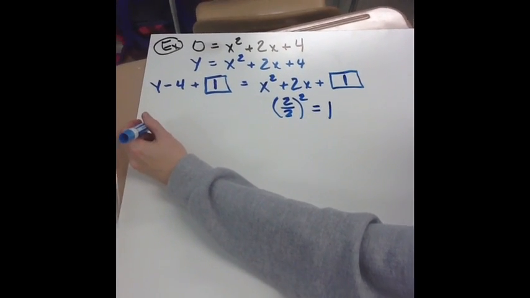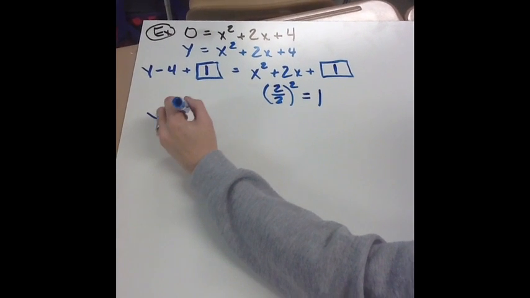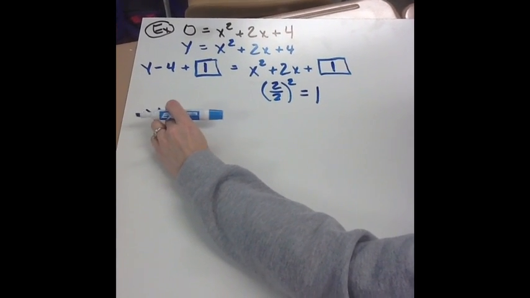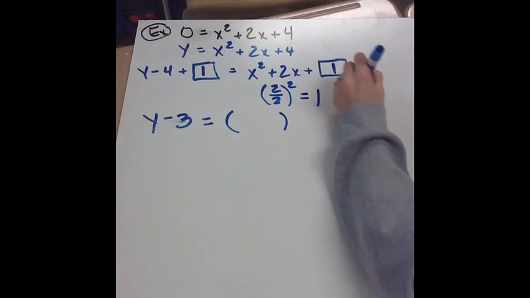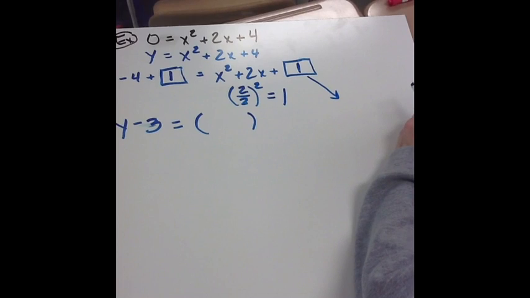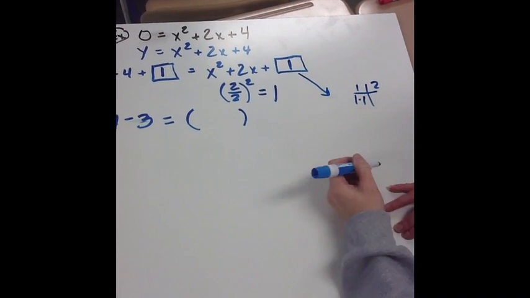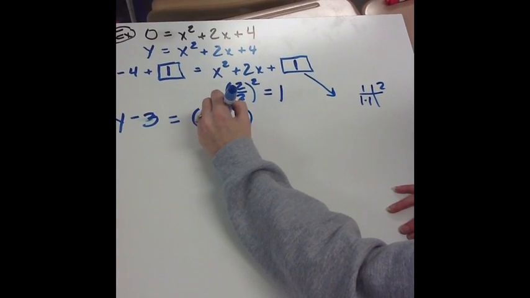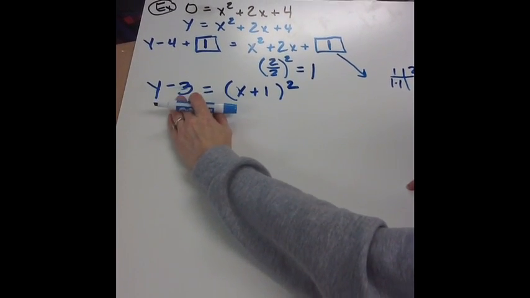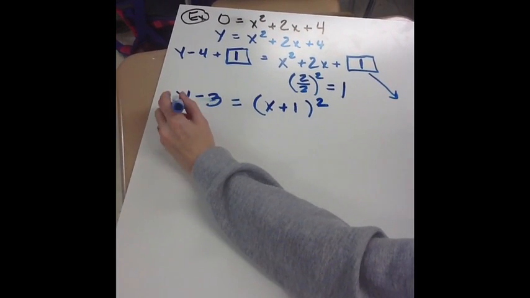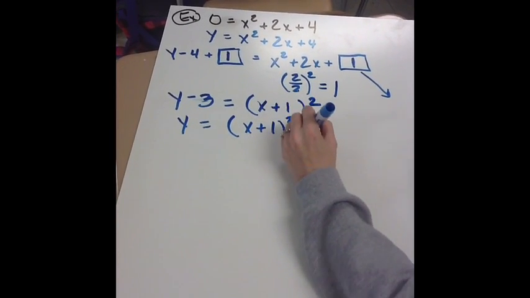So the next part we're going to do is combine our like terms over here. Negative 4 plus 1 is negative 3, so y minus 3 equals, and over here, we're going to factor it. So what multiplies to give me 1 but adds to give me 2? That would be 1 times 1. So it's a double root. We're going to write it as (x plus 1) squared. Then our last part is to move our new constant back over to the other side by adding it. So I get y equals (x plus 1) squared plus 3.